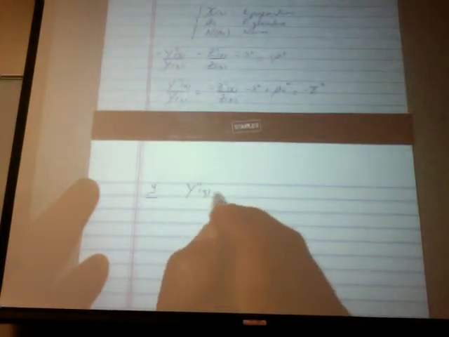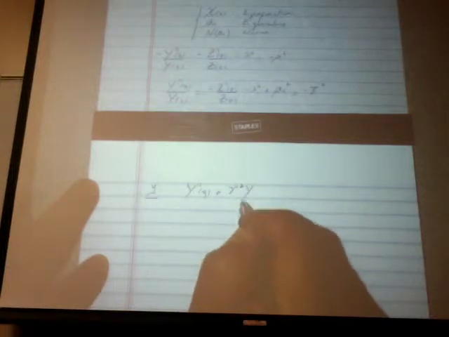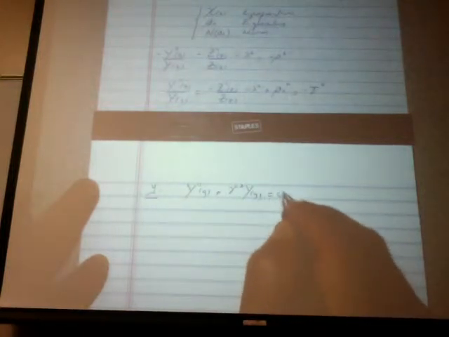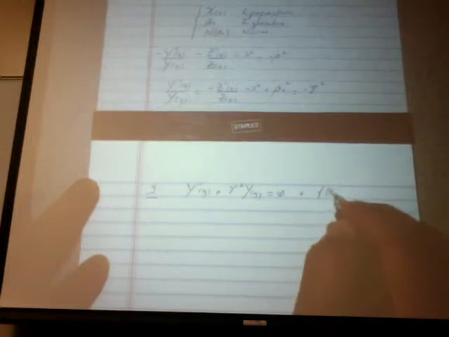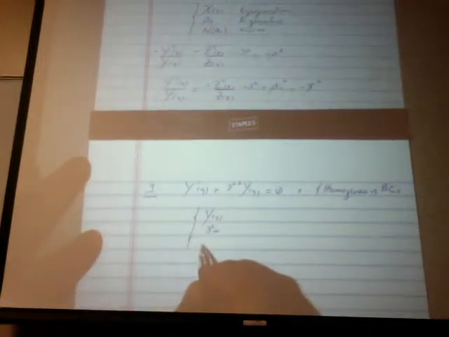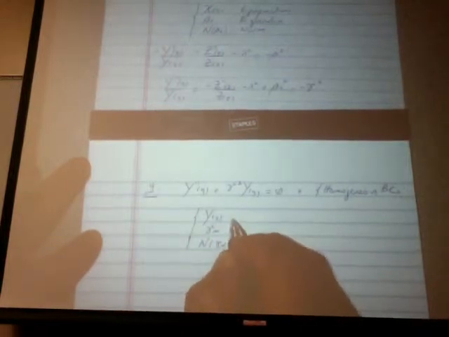So Y is going to be Y double prime of y plus gamma square Y of y is equal to 0 plus some homogeneous BCs. That would lead to Y of y, gamma m's, and norm of gamma m, again eigenfunctions, eigenvalues, and norm.